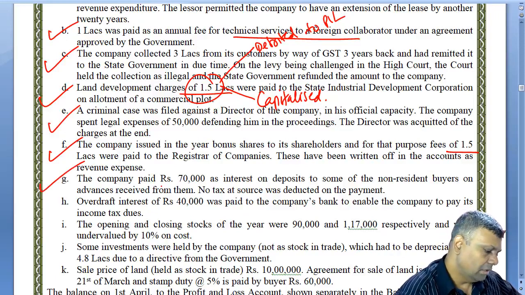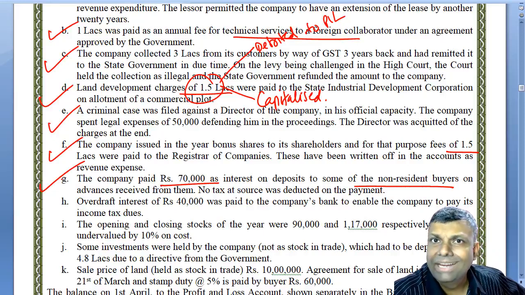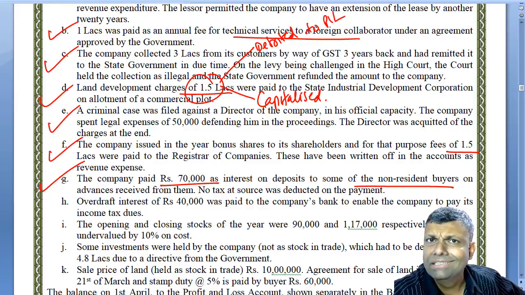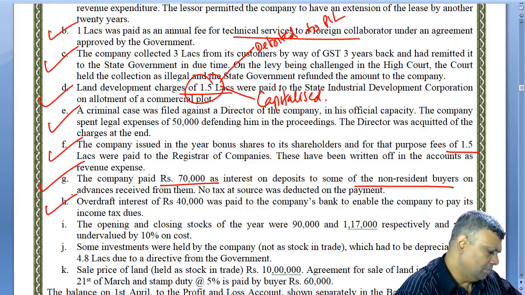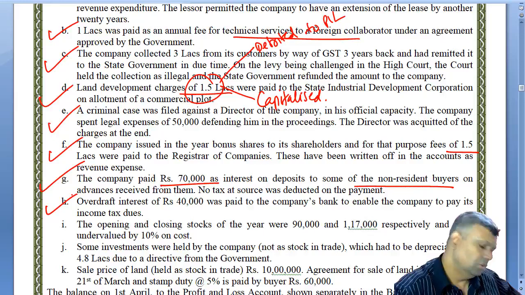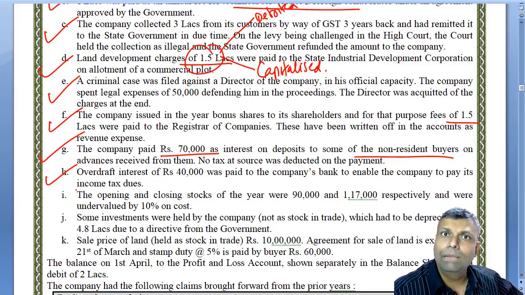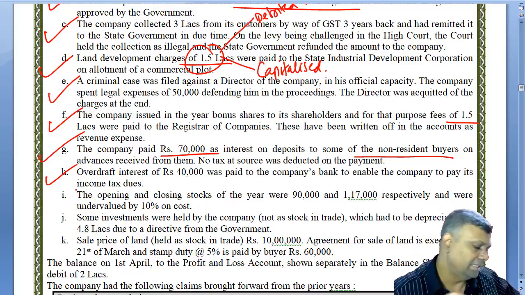So that's okay. The company paid 7,000 interest on deposit to a non-resident, buyer's advance, debited. TDS compliance, non-compliance, all these things don't come in the MAT. MAT is all about books. So the next point, overdraft interest 40,000, the company is unable to pay its income tax dues. It is a debit item. So as per the books, it is debit only, because in the books you have assets, liabilities, P&L. That's all you have. So that is a part of the P&L. So this is how you should accept it.